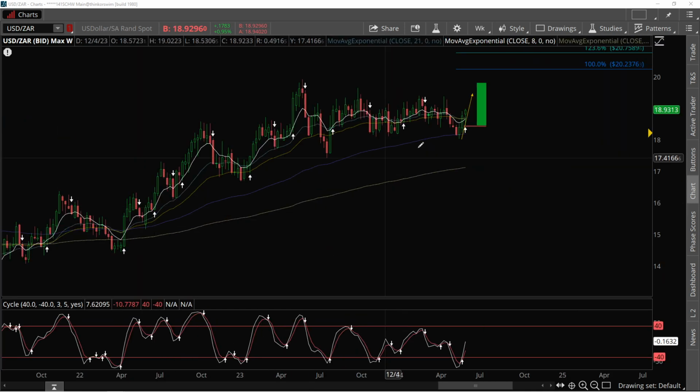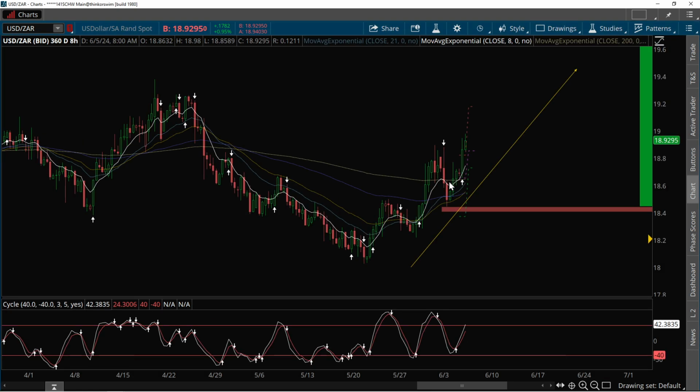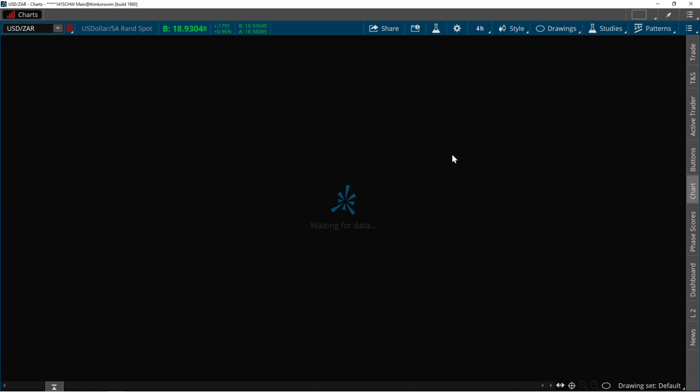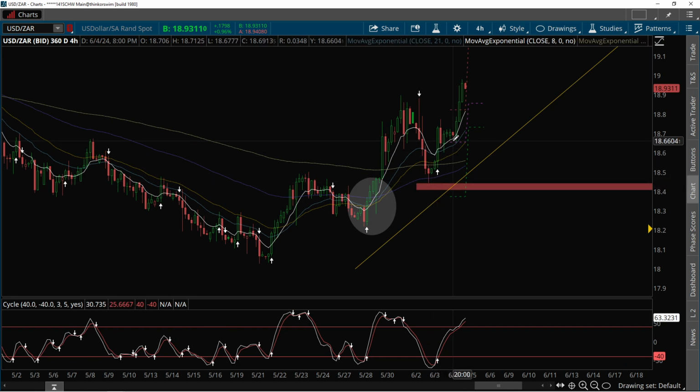Let's look at dollar ZAR because we had two trades on dollar ZAR so far that were posted. 8-hour chart last week, we posted this signal, said you wanted it. It was our first oversold higher low. And then we had a 4-hour buy setup down here, and it was the same thing. See our daily pivots? This is where our daily pivots were yesterday, right?